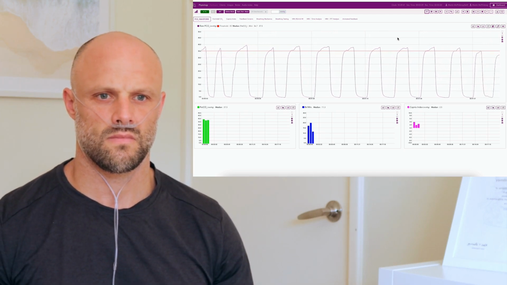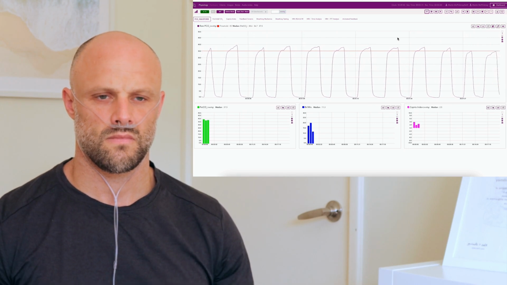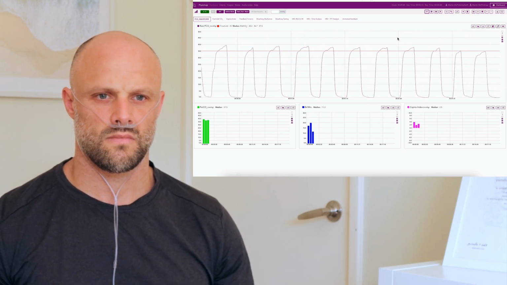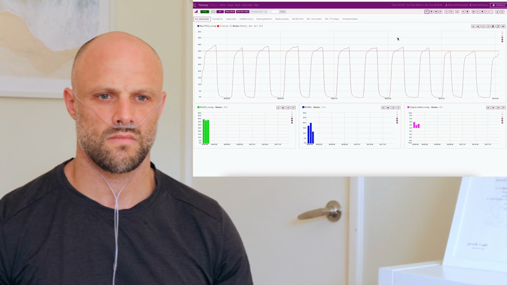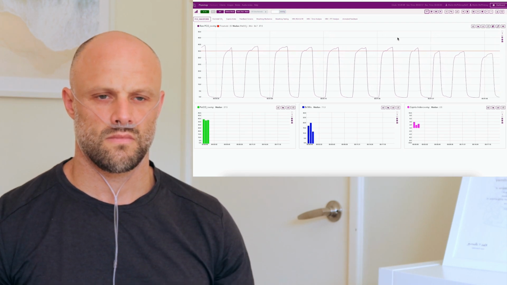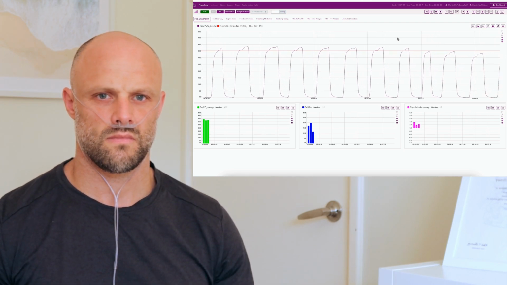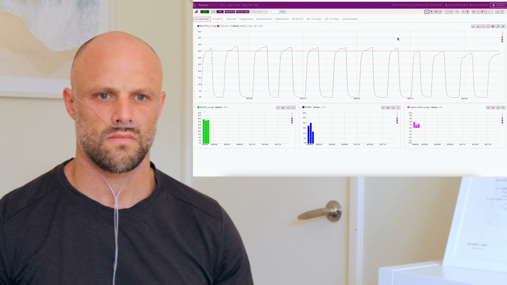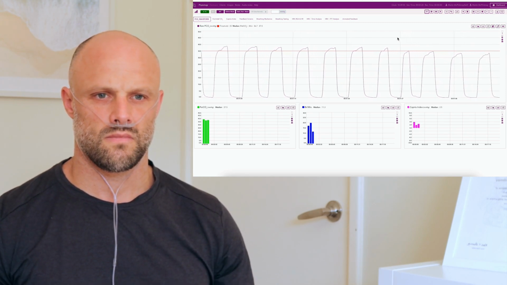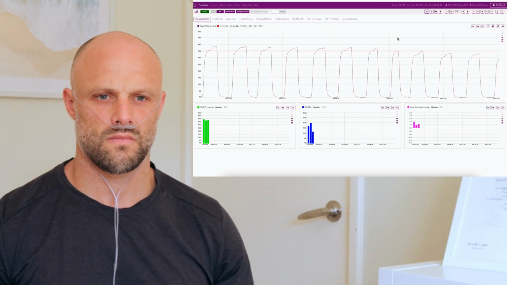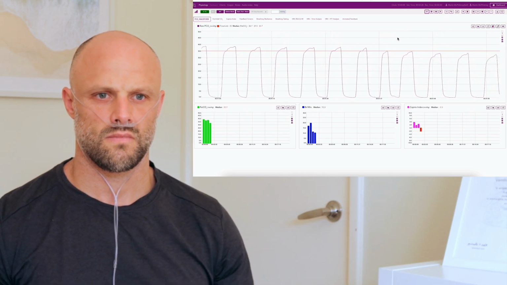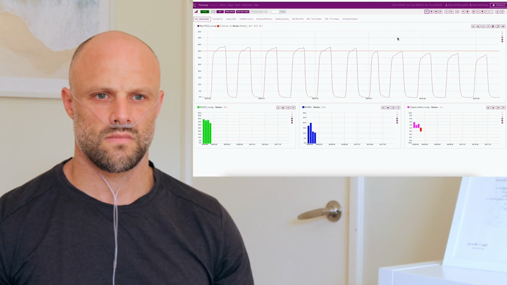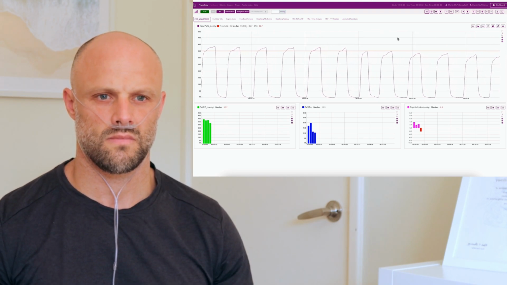So now I'm breathing a bit deeper. This might be an example of when someone says you need to take a deep breath to relax. You can start to see already, whilst the rate hasn't changed too much, the end part of that peak is starting to drop below the red line. Why is that? There's more air into the alveoli. As you bring more air into the alveoli, you're going to breathe more air out.